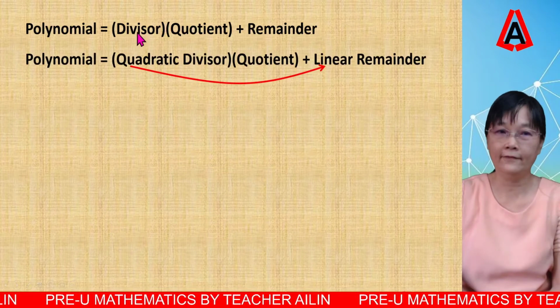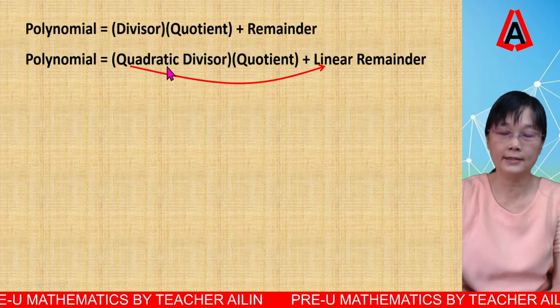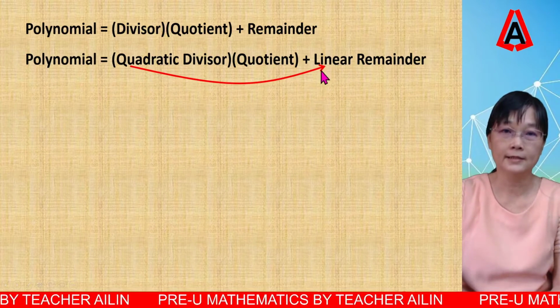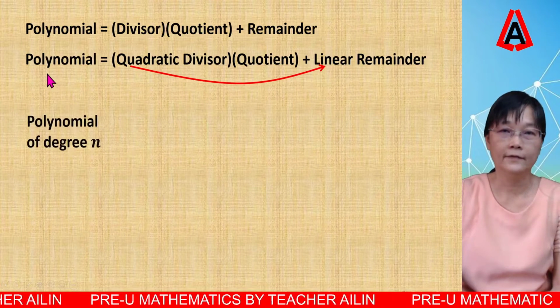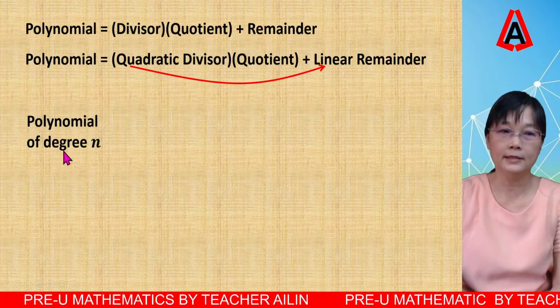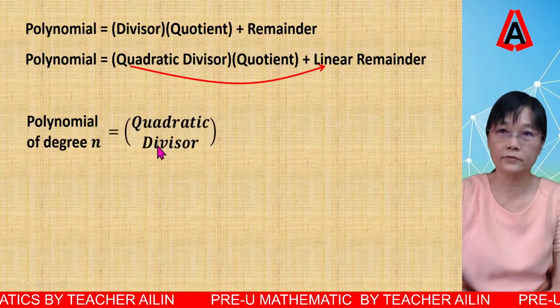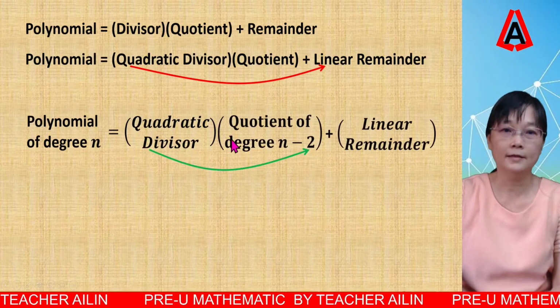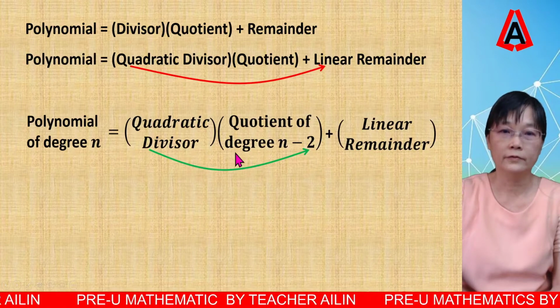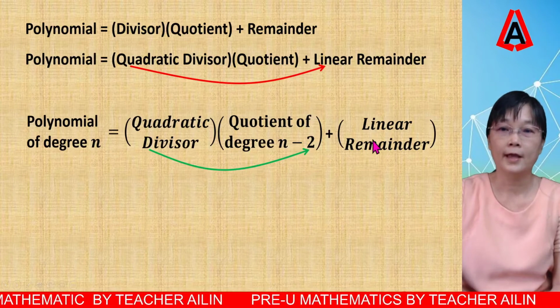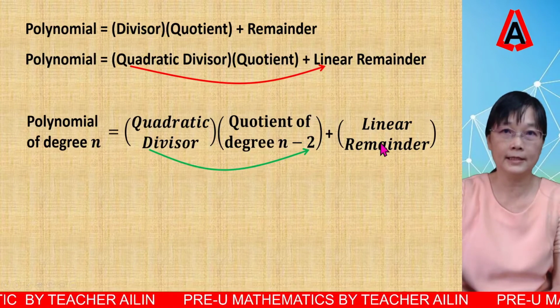Similarly, if the divisor is a quadratic, then the remainder is linear. And if the polynomial is in degree of n, and the divisor is a quadratic divisor, then the degree of the quotient will be reduced and becomes n minus 2. And the remainder is linear.